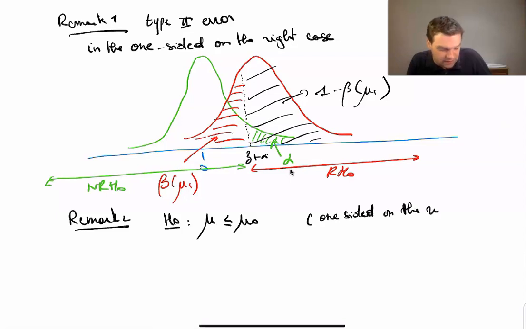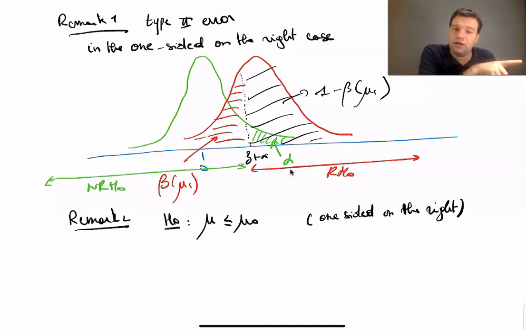In the introductory video, I wrote that for the one-sided on the right case, under the alternative, mu strictly larger than mu naught, but under the null, I also wrote the possibility of mu smaller or equal to mu naught, not exactly equal to mu naught. That means that under the null hypothesis, we also have a mu which is not perfectly known, as under the alternative hypothesis.